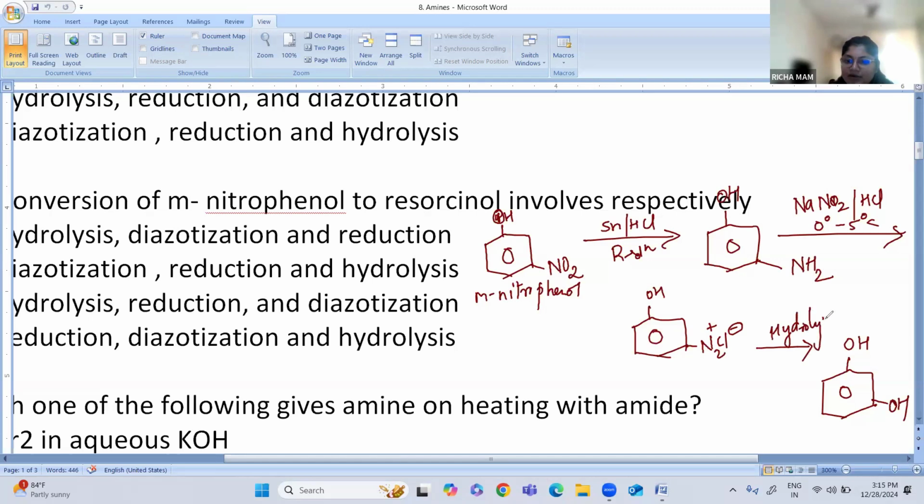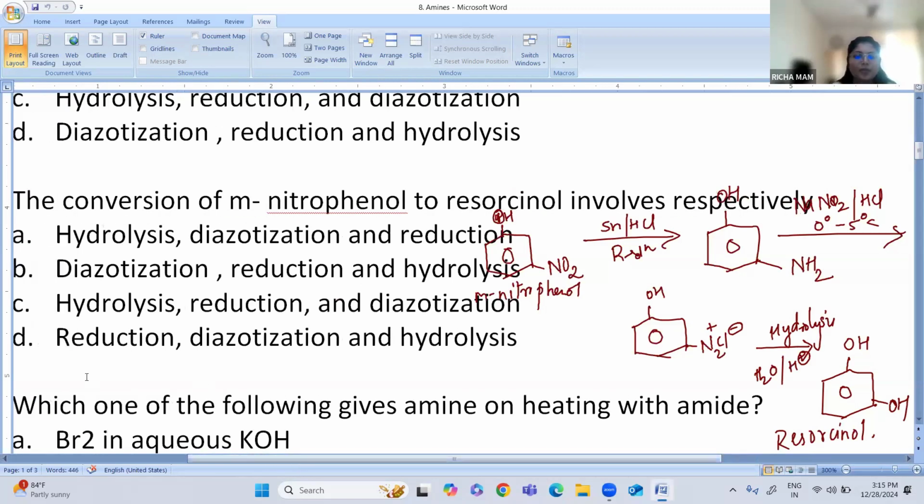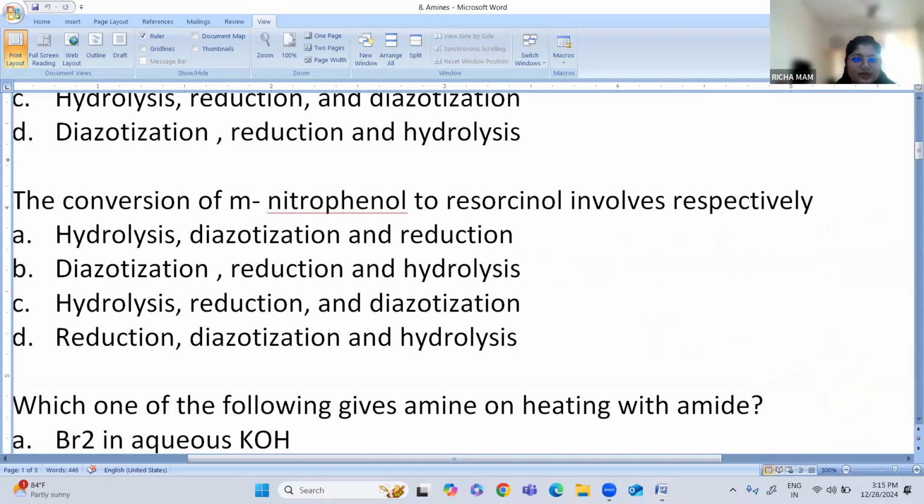How am I going to do hydrolysis? With H2O, acid hydrolysis. I'm going to get resorcinol. So what are the steps? Reduction, diazotization, and hydrolysis. Let us see which is the answer. Option number D is the answer. Okay, let us go for the next one.